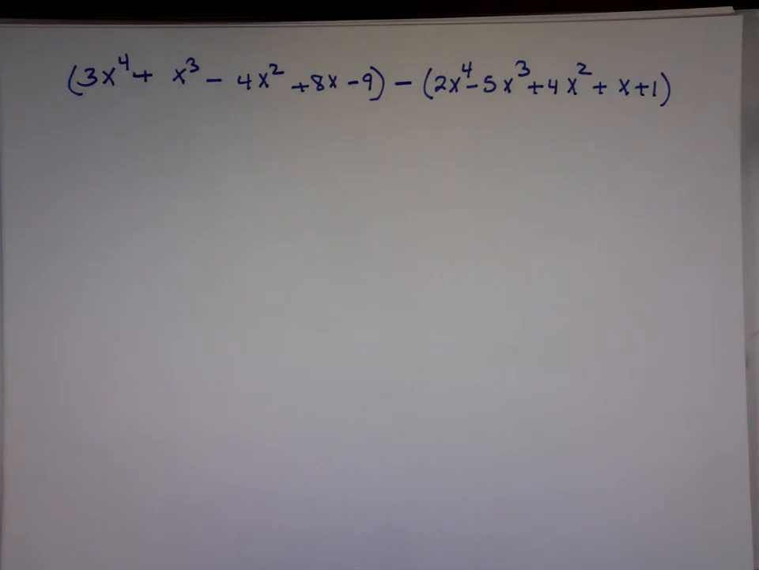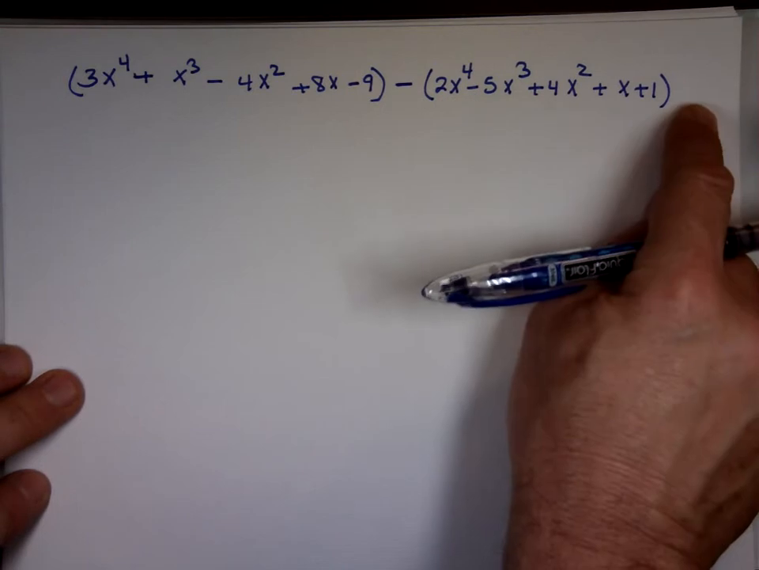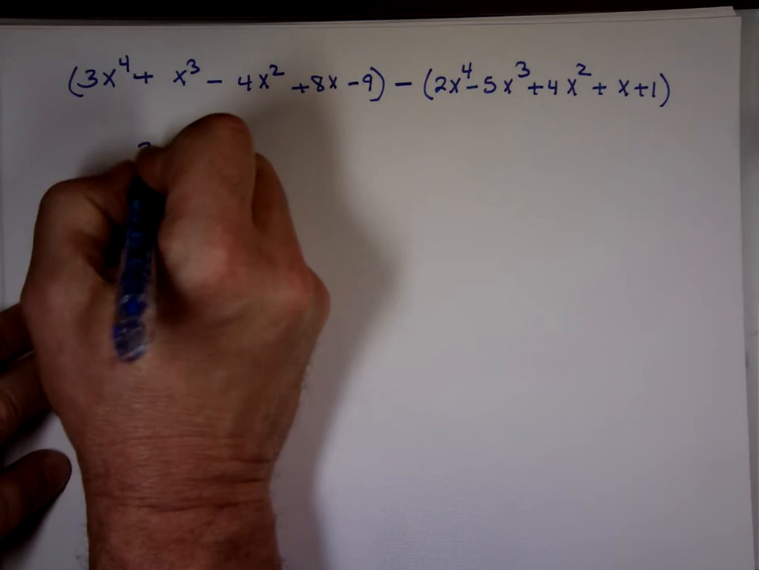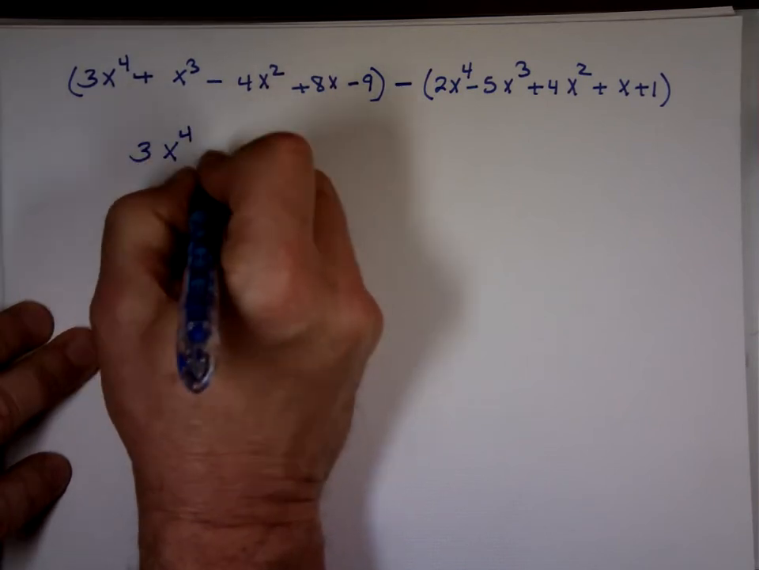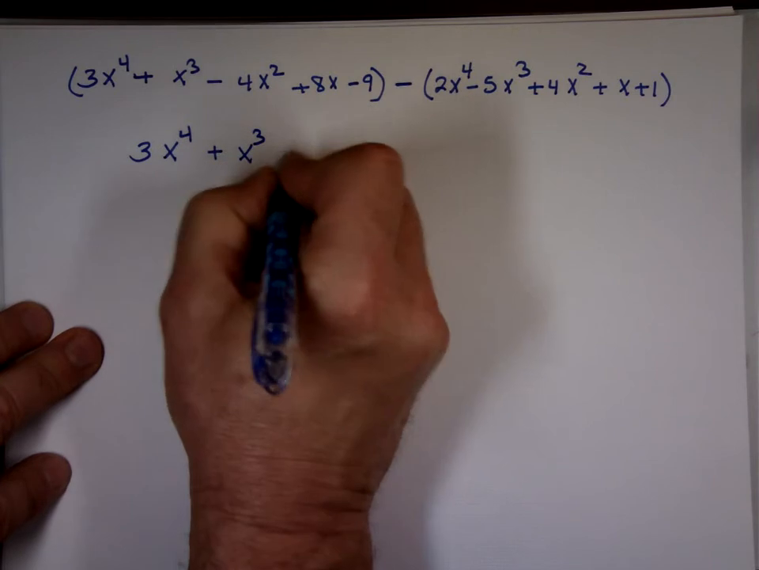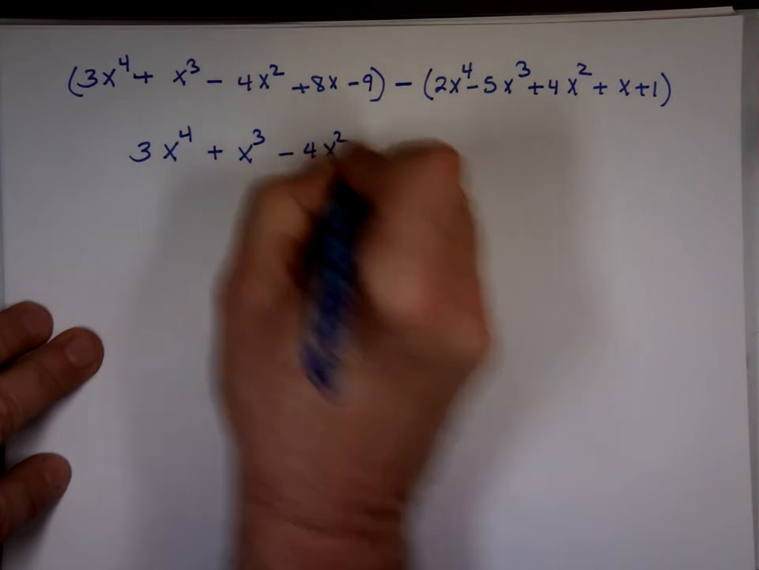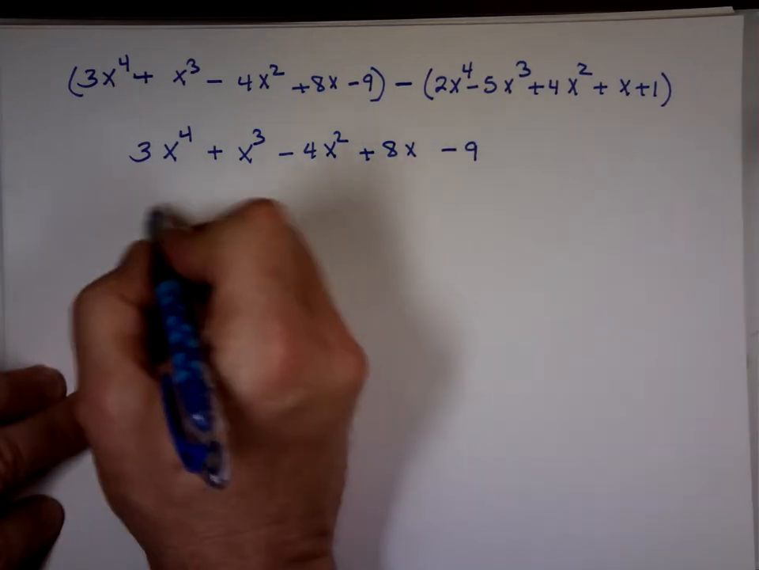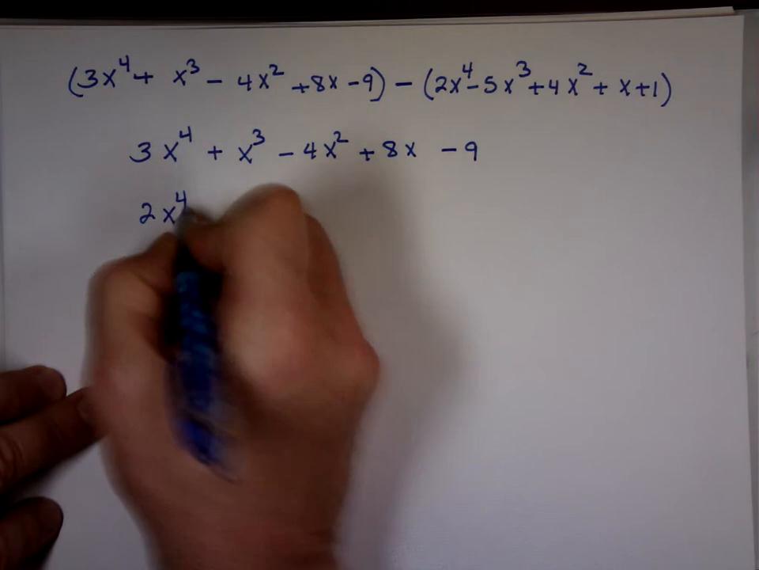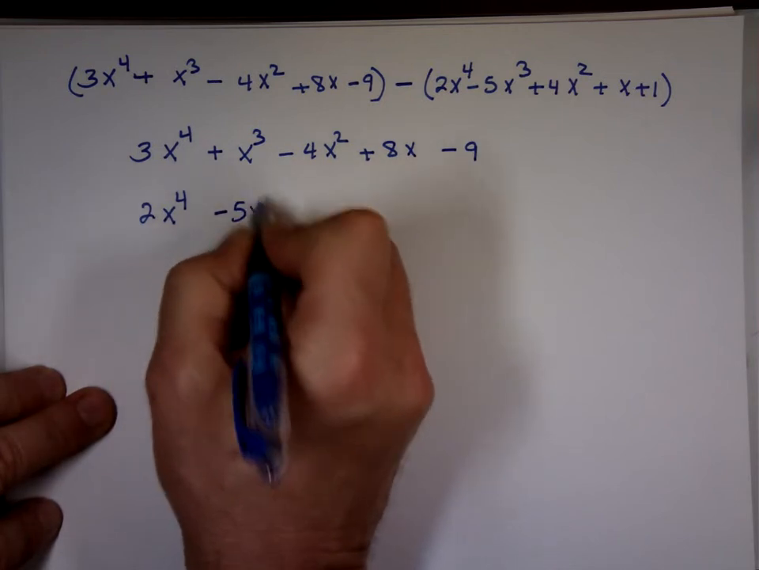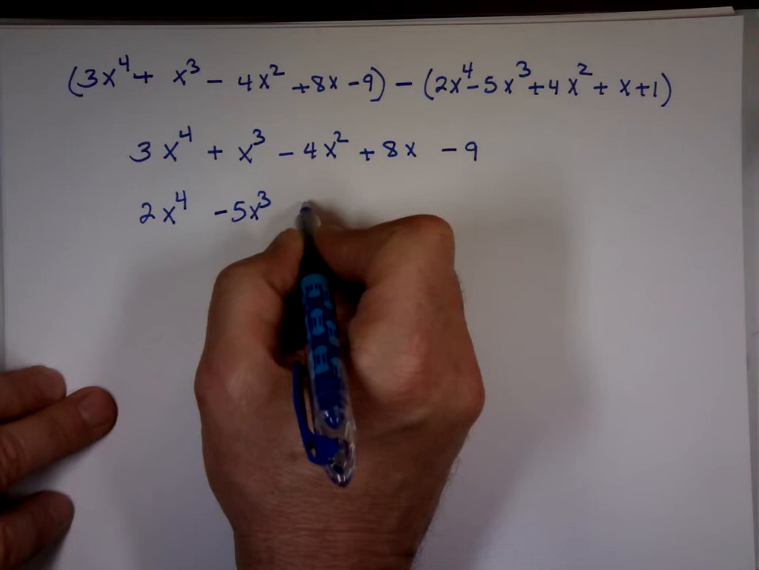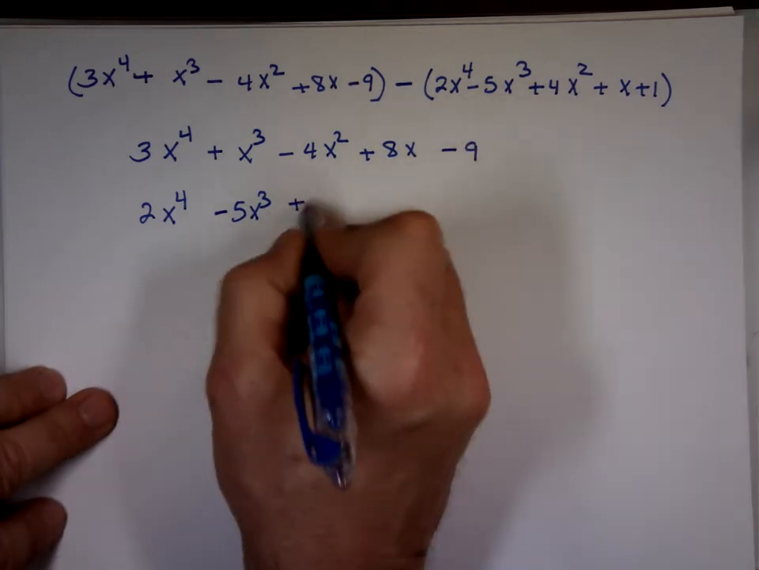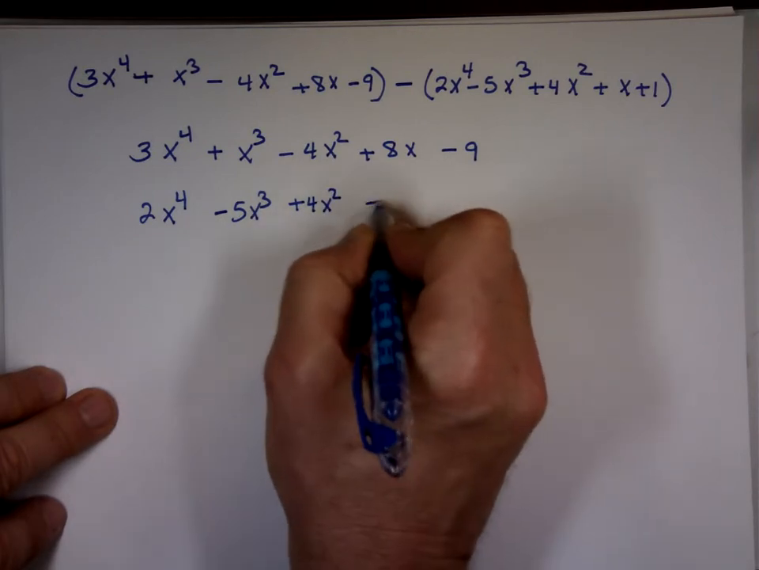Again, I can change this to addition and switch all the signs. Or I can do them vertically too. Let me try vertically here, just because we didn't try vertically yet with subtractions. And I'm going to subtract from it 2x to the fourth minus 5x to the third plus 4x squared plus x plus 1.